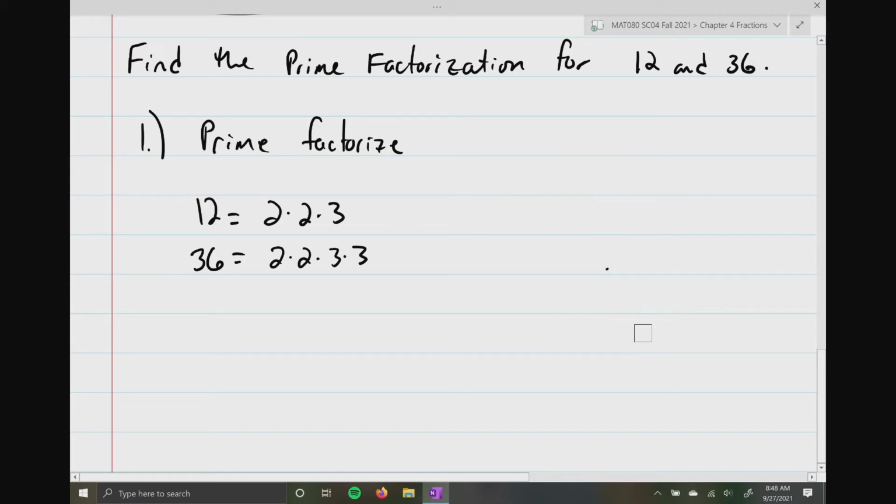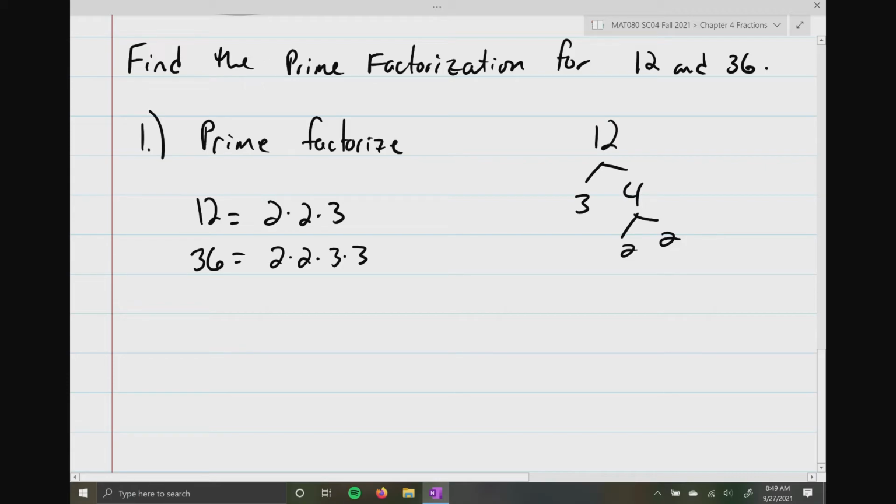Did I mess up because I did 3 times 4 for 12? No, that still works. Here's 12, 3 times 4. Now you got to break down the 4 into 2 times 2. You got to break it down.